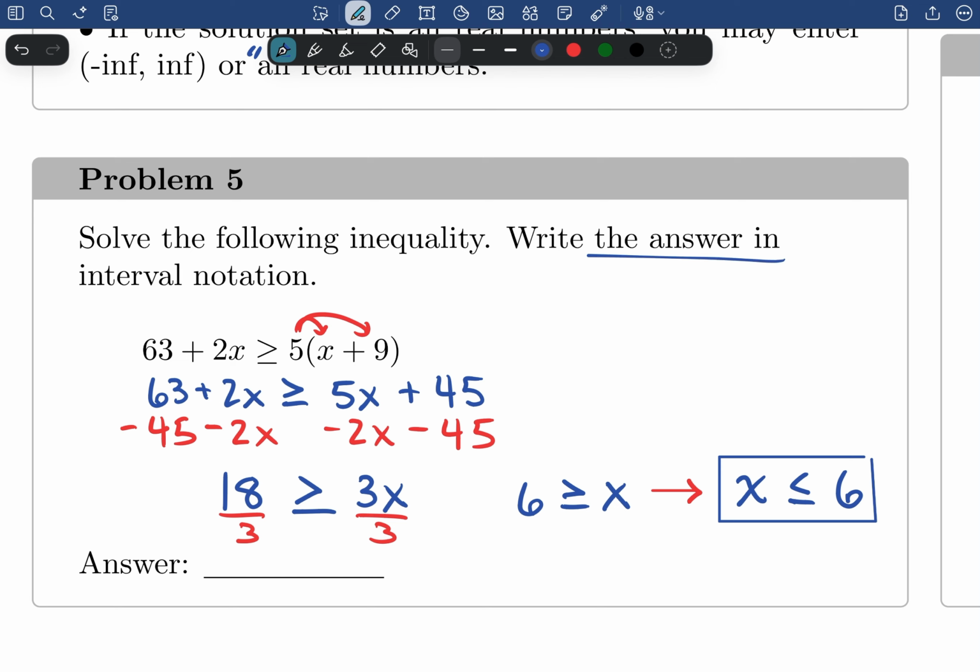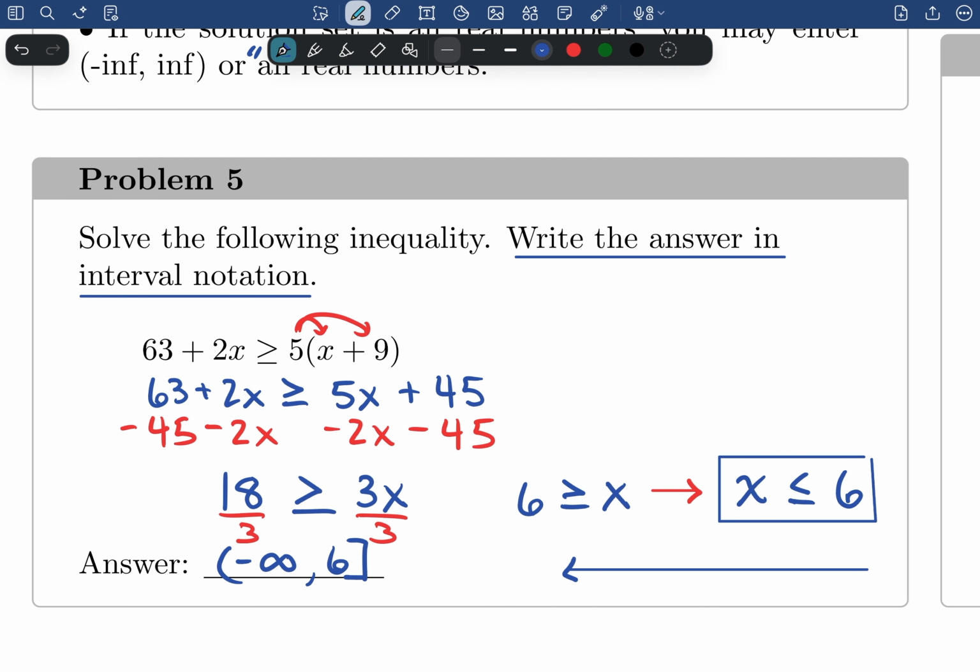The instructions say to write the answer in interval notation. And so I'm going to write my answer as negative infinity to 6. Okay, and I'm going to put a bracket with 6. There we go. So there's my solution, negative infinity to 6. Let me show you my reasoning.